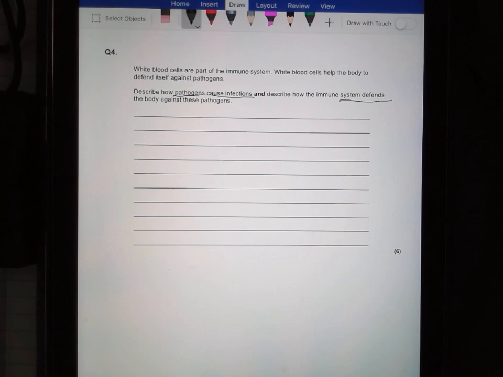So you're going to be talking about the white blood cells, how they defend the body against the pathogens, and you're going to talk about how the pathogens make you sick in the first place. So start by saying how they make you sick, and then describe how the immune system deals with it. Just write it in bullet points if you want to. Just try and give me 6 points that will answer this question using the answers that you've already written in your previous questions. I want you to press pause, do it yourself, and then press play when you've written an answer that you're happy with and you can mark it.